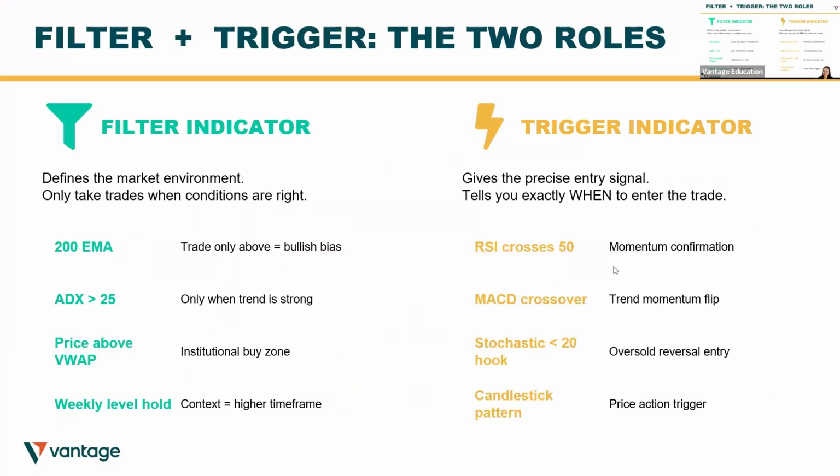Trigger indicator. The previous one is a filter. What about the trigger indicator? It gives the precise entry signal. It tells you exactly when to enter the trade. For the RSI side, cross above 50, you can enter the position. You can also add to your position, because usually we're going to buy when price is closest to 30 or below 30.